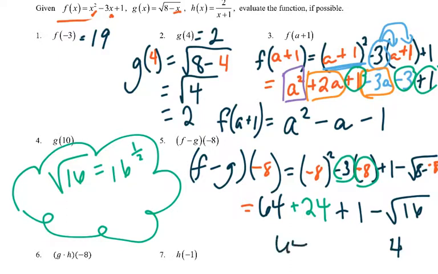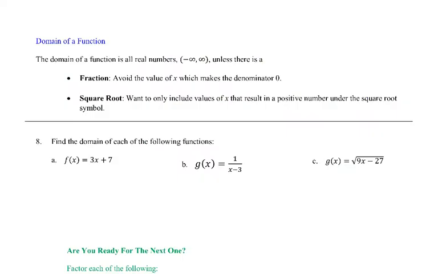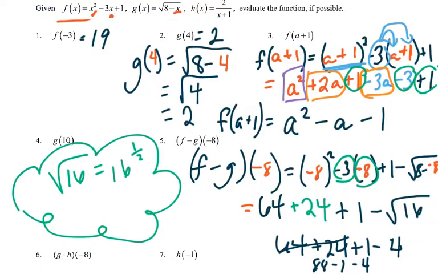So it's 64 plus 24 plus 1 minus 4. 64 plus 24 is 88, minus 1, minus 4, because I've got to make sure I bring everything else down. Sorry for skipping forward. Then 88 minus 1 is 87. 87 minus 4 is 83. So the answer to this, fully evaluated, is 83.